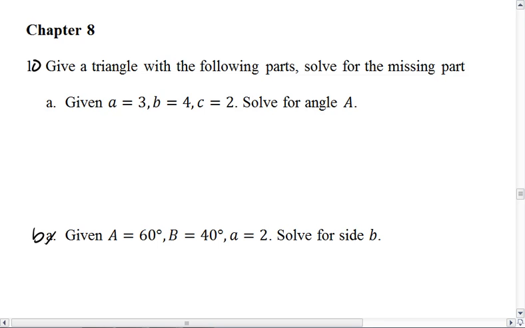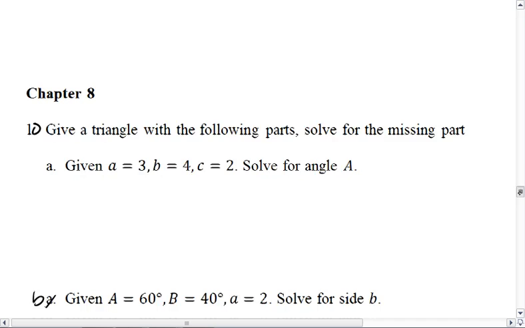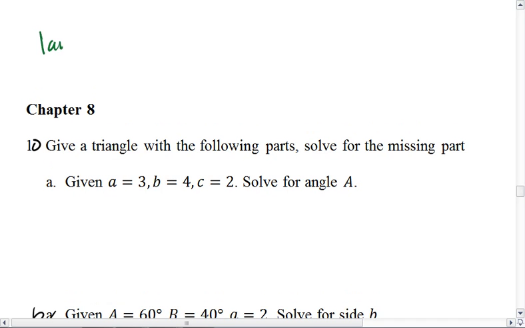Moving on to Chapter 8. In question 10, we're given parts of a triangle. We want to solve for the missing parts. Since these are not necessarily right triangles, we want to use the law of cosines or the law of sines.